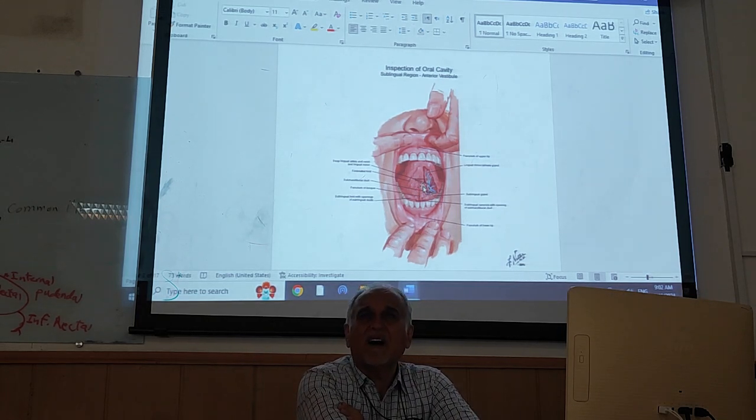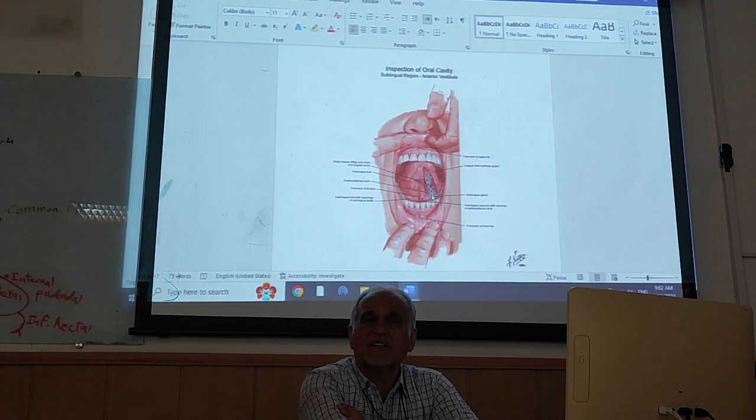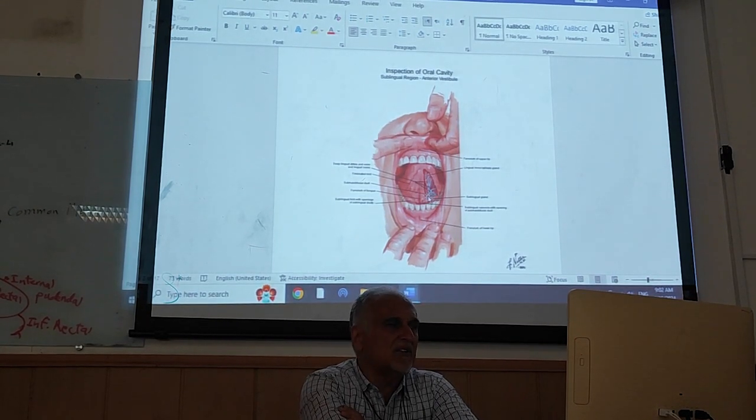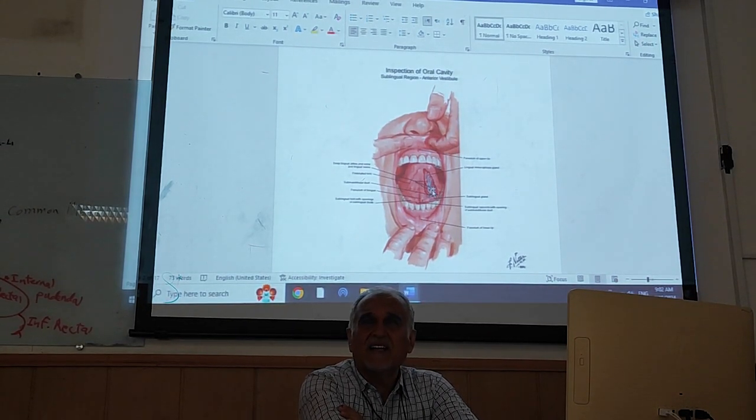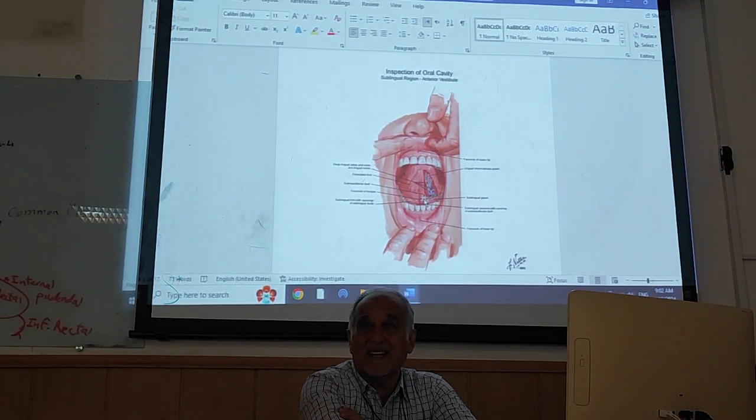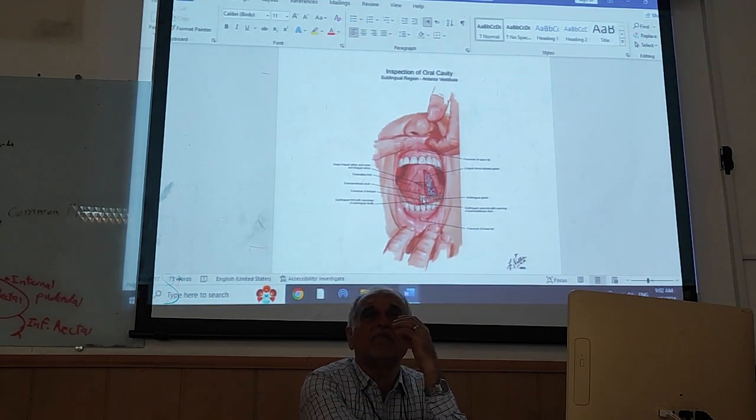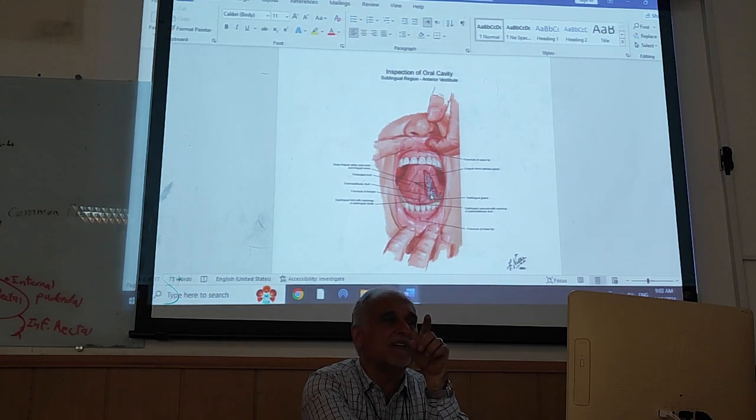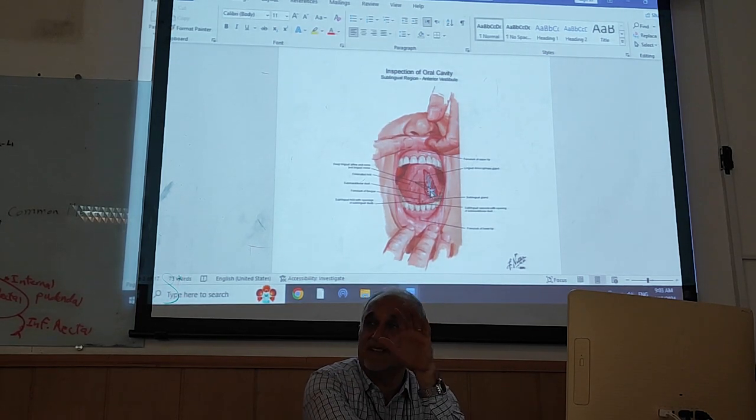If we look at the tongue from the inferior surface, as you can see here, there are some arteries: the lingual artery you can see here, and the dorsal lingual vein and lingual nerve you can see here. Immediately they are covered by the mucosa that covers the inferior surface of the tongue. And here you can see the frenulum.